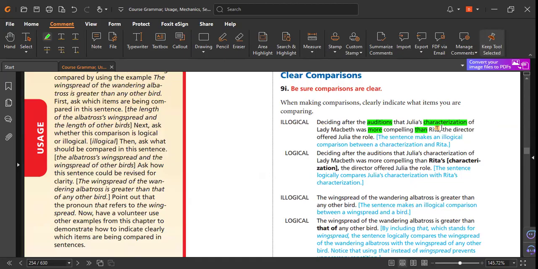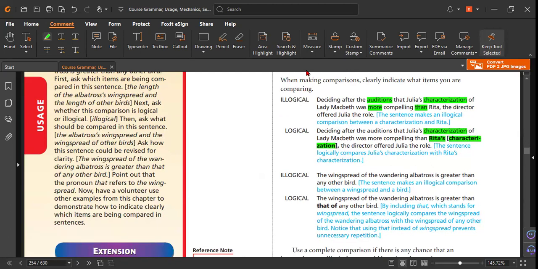So we must repeat the word characterization again, or you use it like that, with apostrophe S. And the most common in the exam is to use it like that, with apostrophe S. So apostrophe S means repetition of the word. Now we understand: Jolly's characterization is compared with Rita's characterization. So imagine it like that, apostrophe S, apostrophe S. You can repeat the noun or not, it depends.